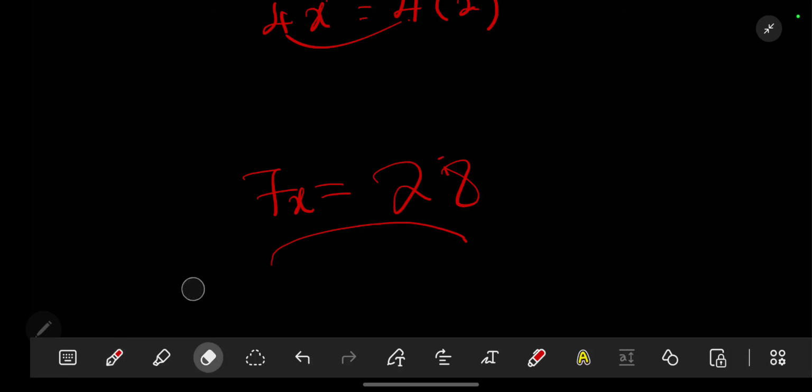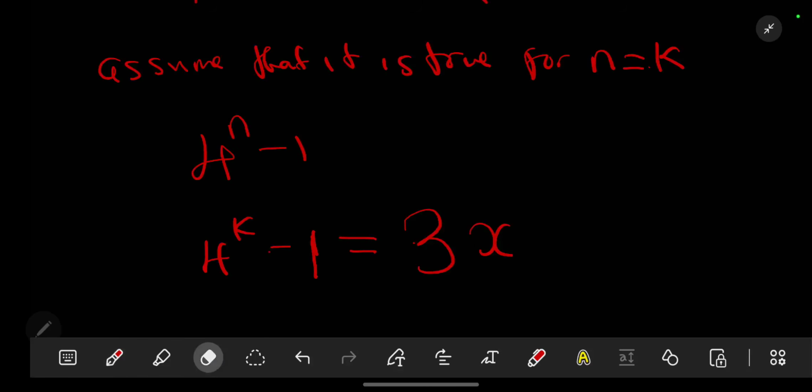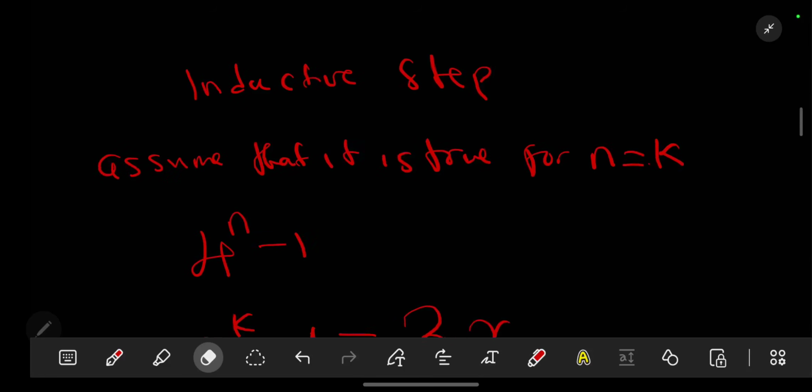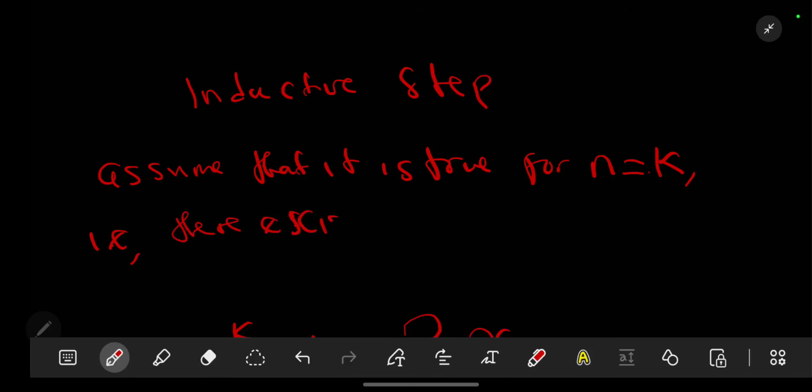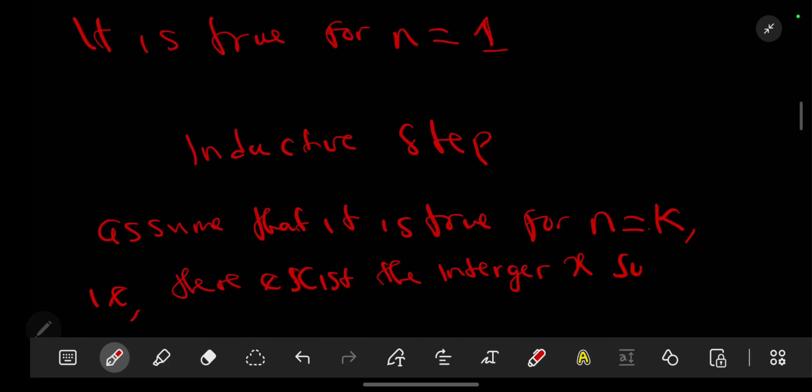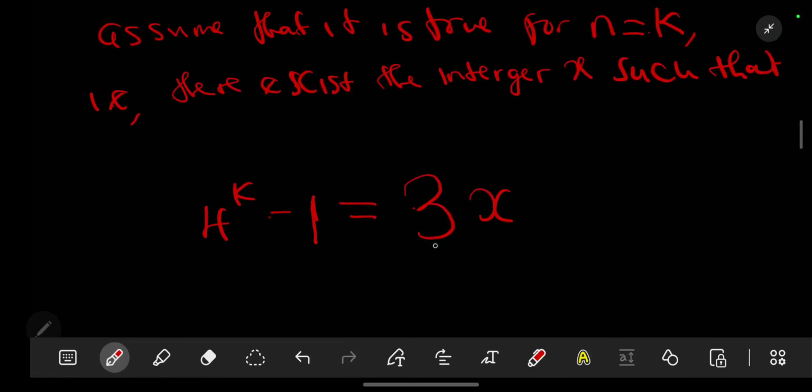So that's the meaning of doing that. Completing the statement, assume that it is true for n is equal to k. So we are going to complete it by saying that there exists the integer x such that, so this is the integer. So 3 represents that this number is equal to 3 as long as you multiply by an integer x, I've explained.